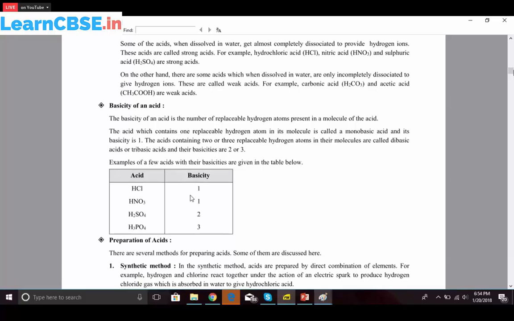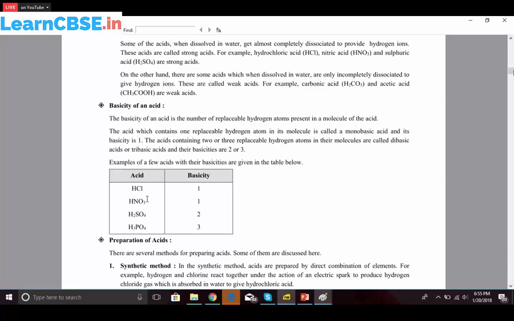Okay. Next is the basicity of an acid. Basicity means, if you are taking one acid, how many replaceable hydrogen atoms that particular acid can provide. That we call the basicity of the acid. Suppose the acid contains only one replaceable hydrogen atom, we call it a monobasic acid, and the basicity is 1. Suppose the acid contains 2 or 3 replaceable hydrogen atoms, we call it a dibasic or tribasic acid, and their basicities are 2 or 3.